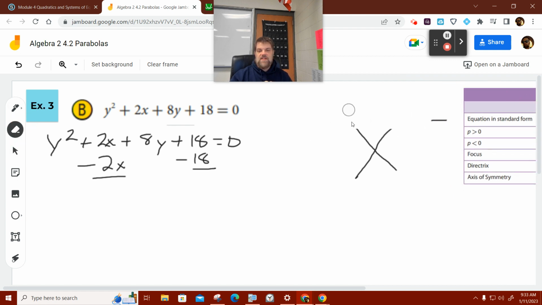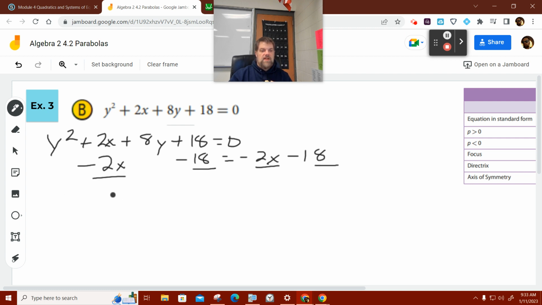Let's get all this stuff out of the way. Remember, whatever I do on one side of the equal sign, I have to do to the other. So I'm going to subtract 2x here and subtract 18 here. When I do that, I'm going to get y squared plus 8y, and I'm going to put a little space here because I know that I'm going to have to complete the square, is equal to negative 2x minus 18, okay? And then I'm going to have to complete the square.